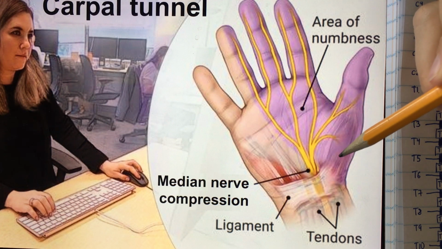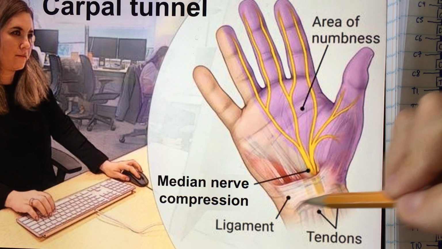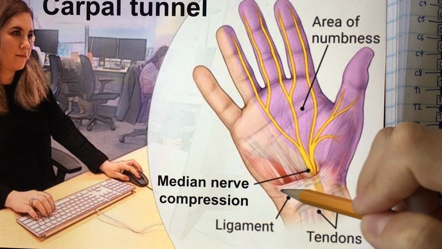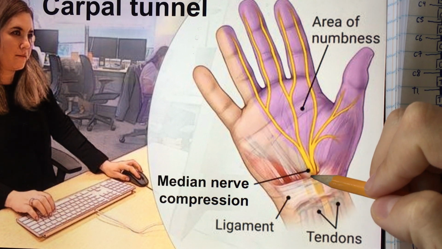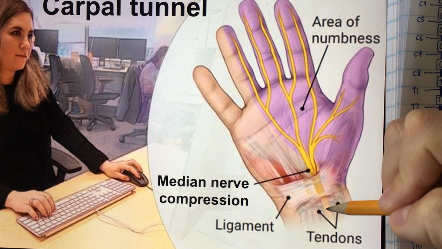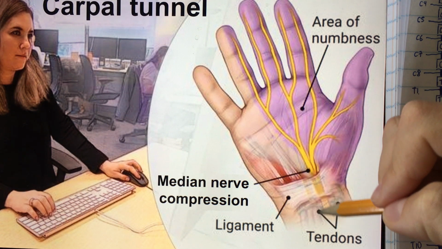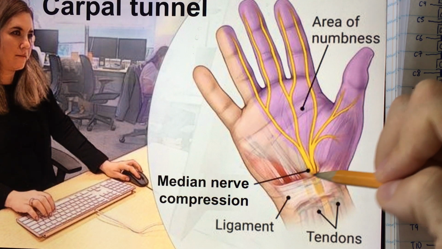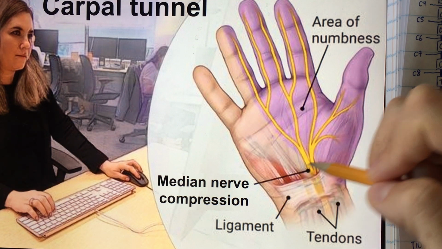Carpal tunnel is the area in the wrist right here. It is formed by this ligament in the wrist, and the space under the ligament is where blood vessels and nerves pass through. So the median nerve passes right through this opening under the ligament in the carpal tunnel.